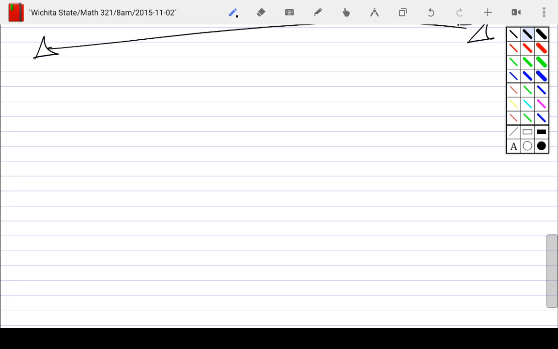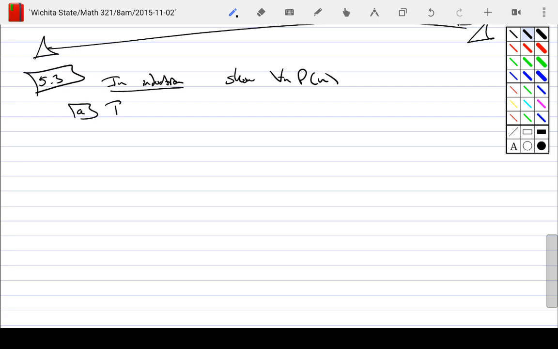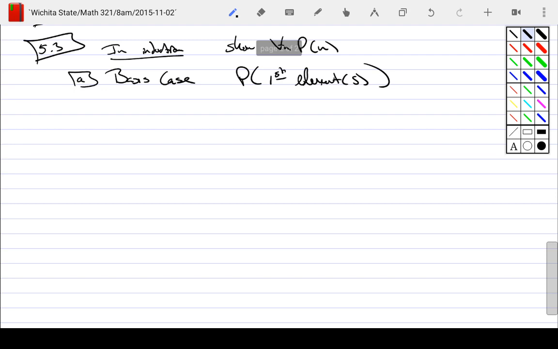All right. For 5.3, what we do is begin something that we'll actually revisit later when we do advanced counting. And one of the things that we could see is in induction, we had this whole show for all n, P of n. So the first thing that we did was the basis case, which was P of the first element. Now put a little parenthesis here. It could be elements, right? Because the first thing might actually be a lot of things.